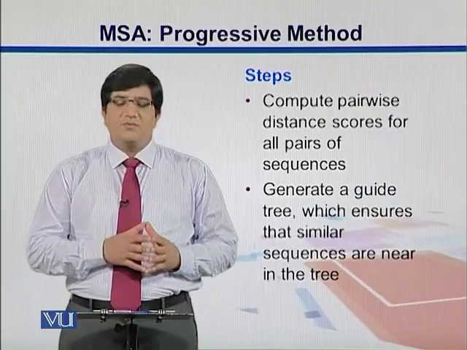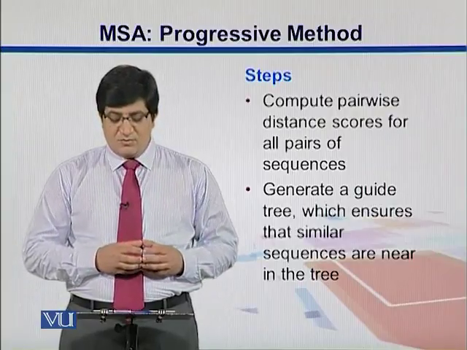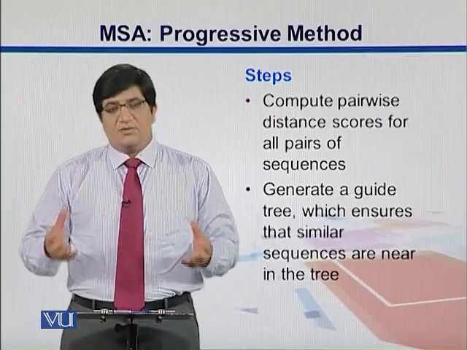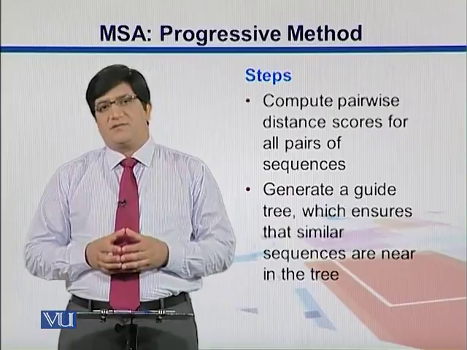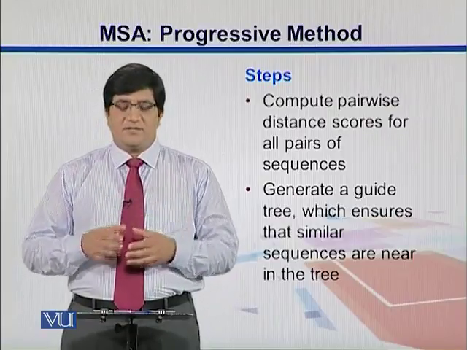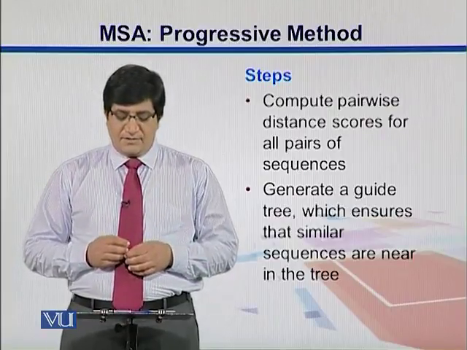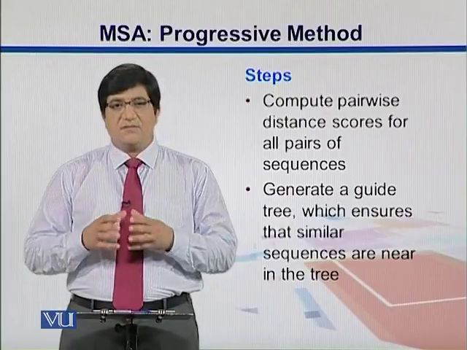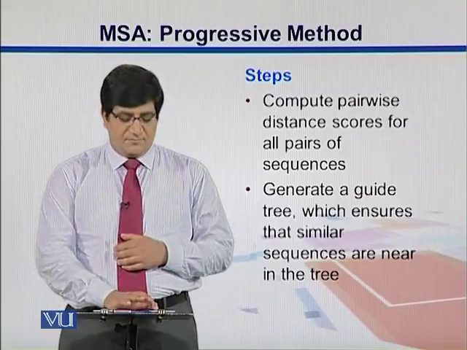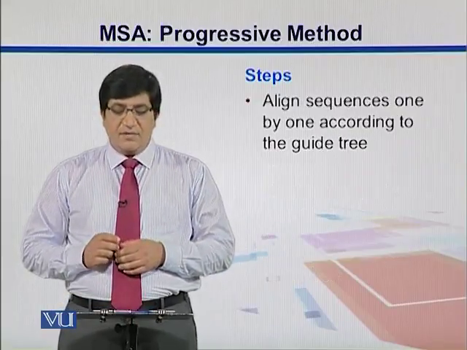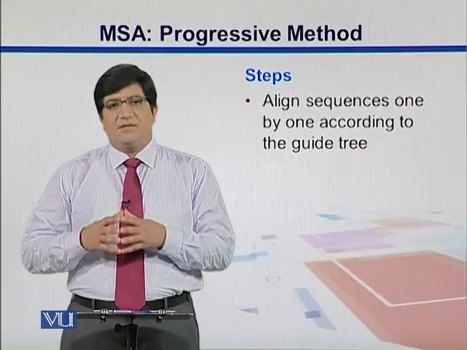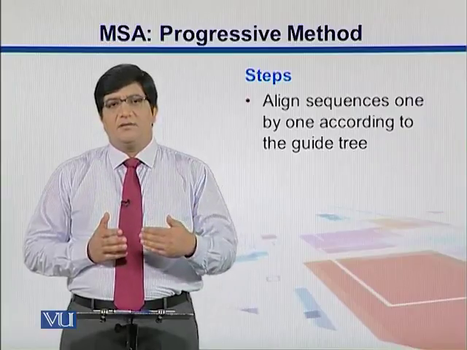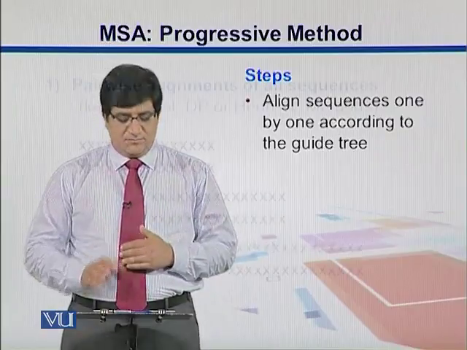So we compute pairwise distance scores for all pairs of sequences. It's kind of using what we have learned in the previous section, the sum of pairs scoring scheme. We generate a guide tree, and this tree ensures that similar sequences are closer on the tree. So what you do next, after you get this tree, is go back to your sequences and use this tree as a guide to guide your alignments.